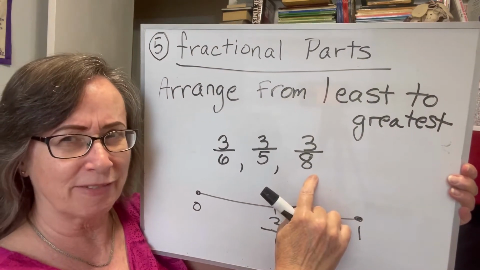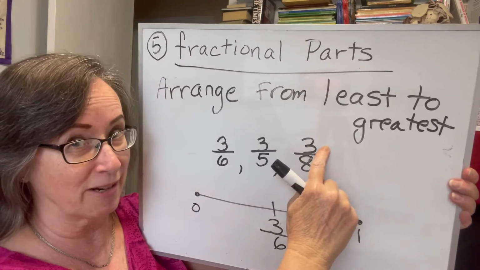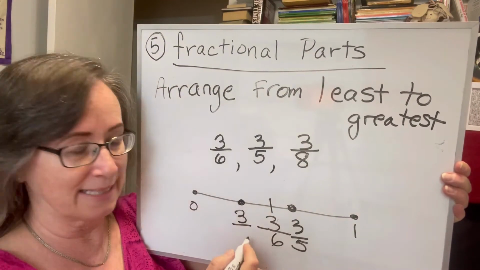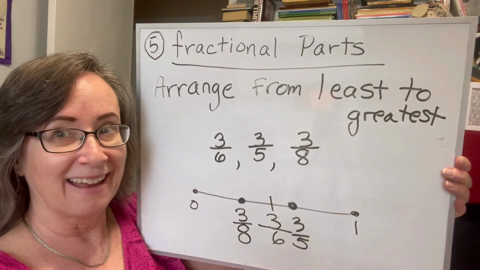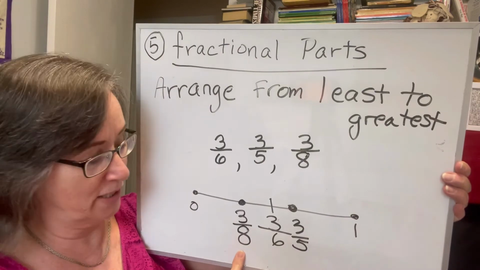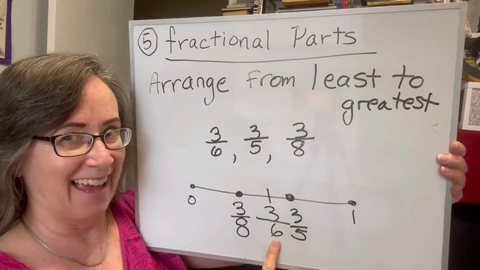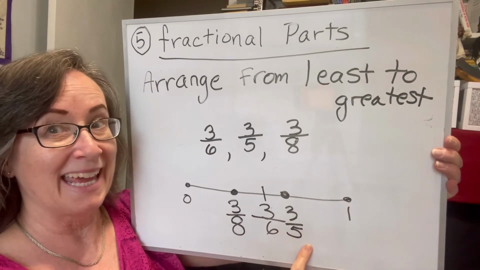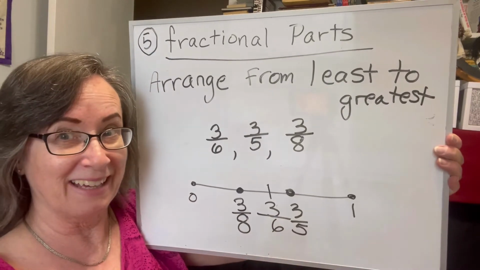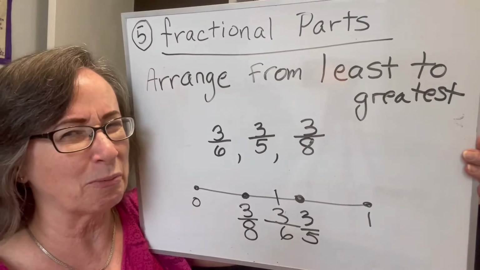3/8, what's half of 8? Half of 8 is 4. So 3 is not yet 4, is it? So 3/8 would be less than 1/2. So 3/8 goes first. It's the least. 3/6 is in the middle. It's 1/2. And 3/5 is a little bit bigger than 1/2. So that's the order that they go in. We never had to get common denominators. Sometimes we will have to, though.